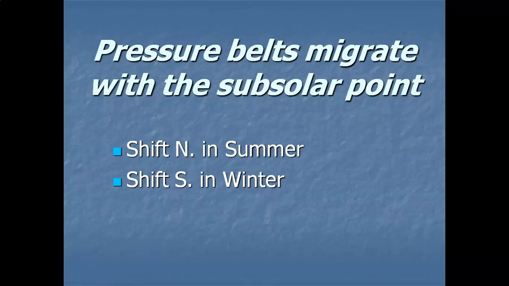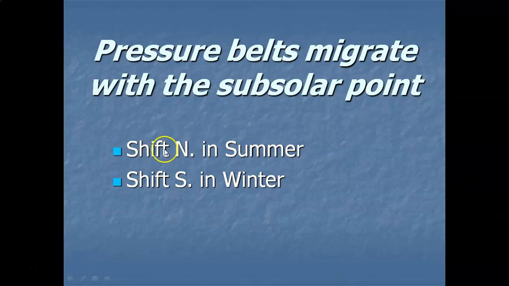And so in reality, when the subsolar point is at the equator, on both equinoxes, that model is the reality, all right? But the problem is, during the winter and summer seasons, when you've got the subsolar point migrating away from the equator, that's when the pressure belts are going to shift. And so then our model is a bit off.